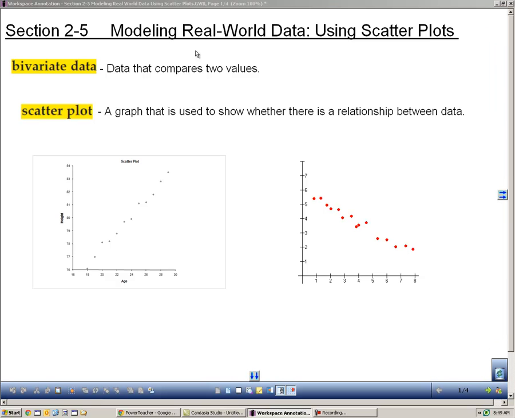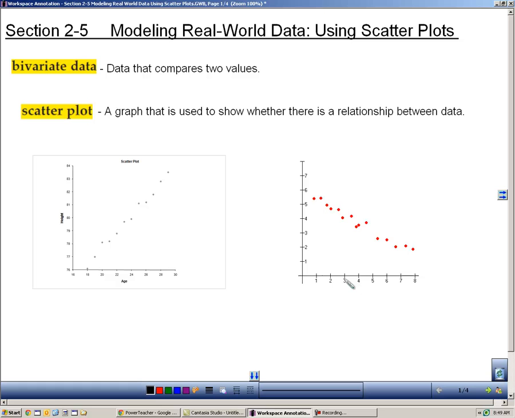Section 2.5 is about modeling real-world data using scatter plots. Now when you compare two values, that's called bivariate data. Bi meaning two and variate meaning variables. So you're talking about two variables that you're comparing. When you graph them and you look at their relationship, that's called a scatter plot.